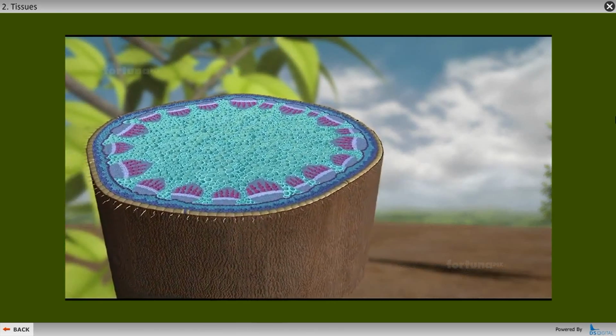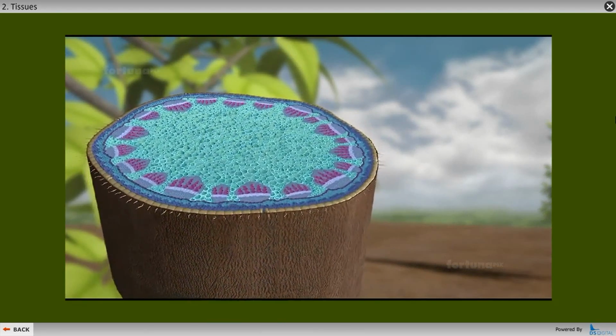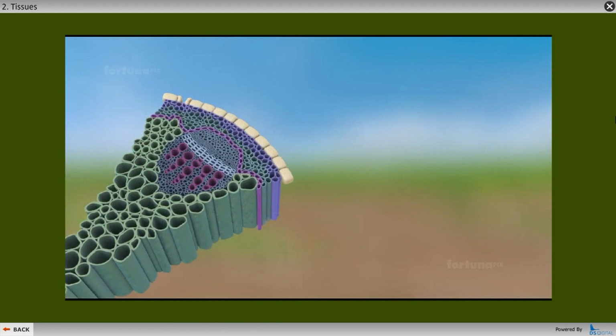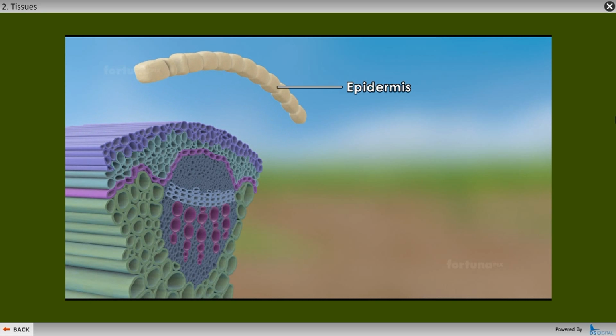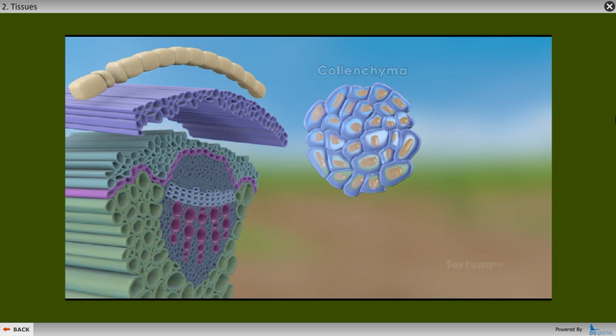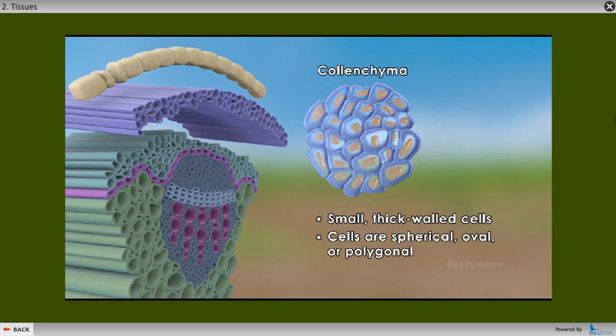Let's begin with a look at some of the tissues in plants. If we were to look at a cross-section of a dicot stem, we would be able to recognize the first layer of the epidermis. Adjacent to the epidermis is the collenchyma, a layer of small, thick-walled cells. The cells are spherical, oval, or polygonal in shape. The cell wall is thickened at the corners, and intercellular spaces are absent.